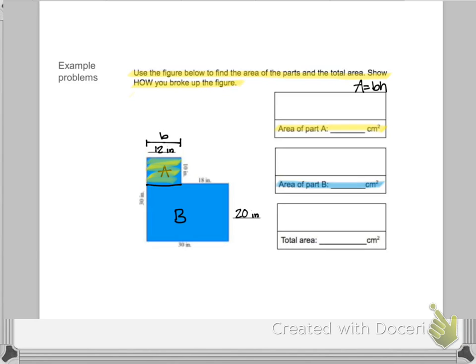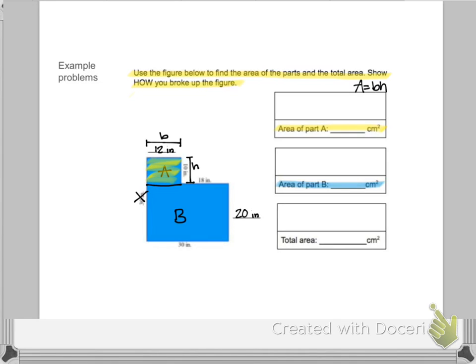The height for A is not going to be 30. It is not going to be 30 because 30 touches my yellow A and my blue B. This value of 30 we're not going to use. It touches both colors. The height for A is going to be 10.